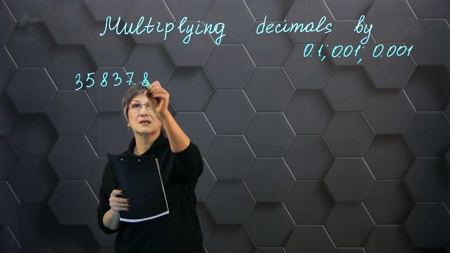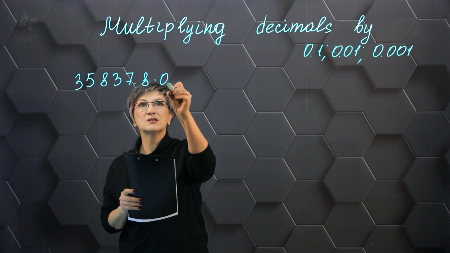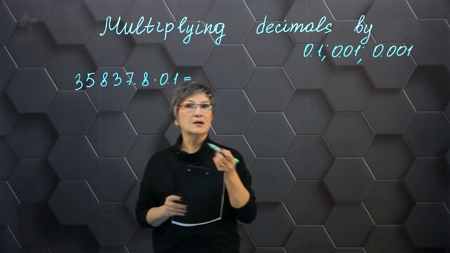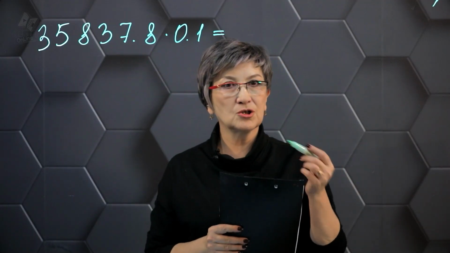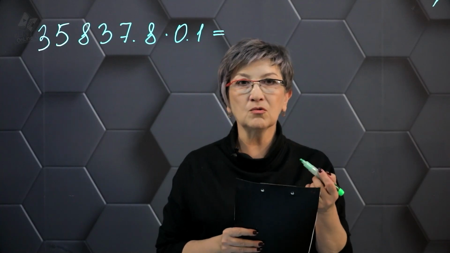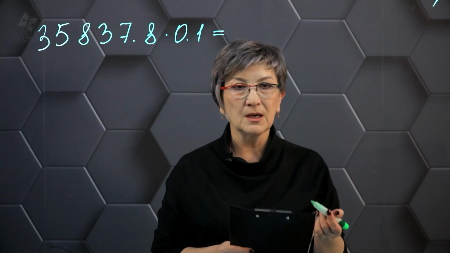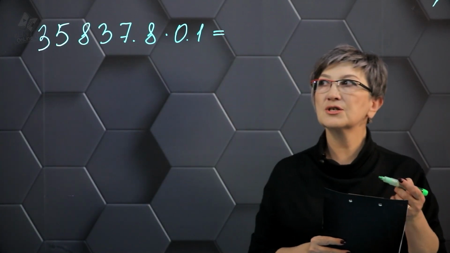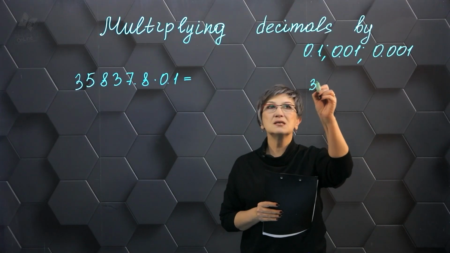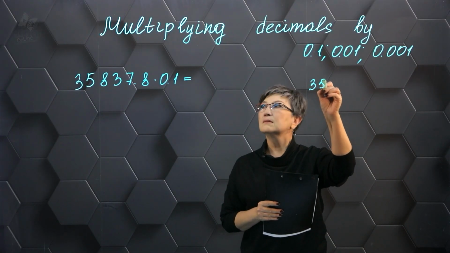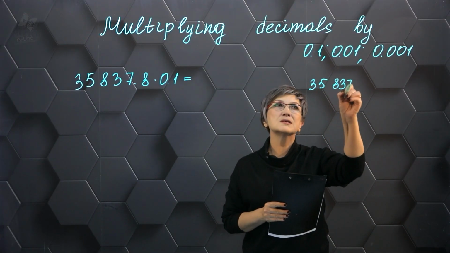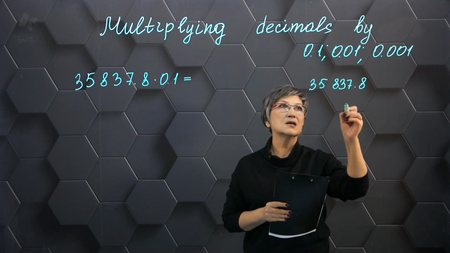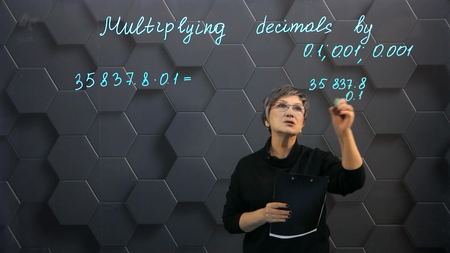35,837.8 tenths I will multiply by 0.1 tenth. Of course, when multiplying a decimal fraction by a decimal fraction, I can use column multiplication, and let's multiply these numbers by column multiplication. So 35,837.8, I'm going to multiply by 0.1.